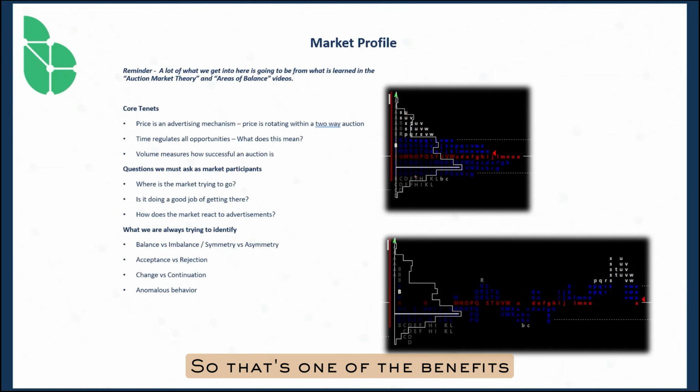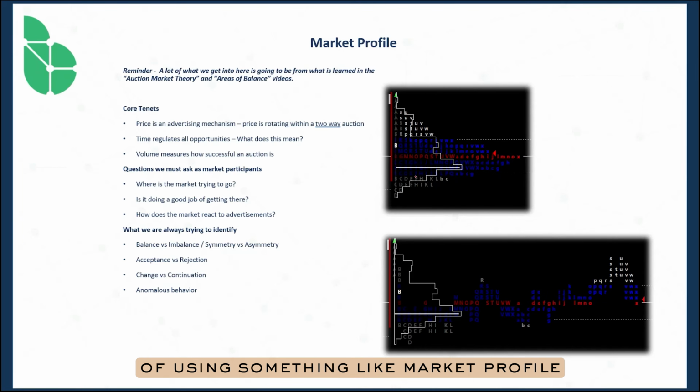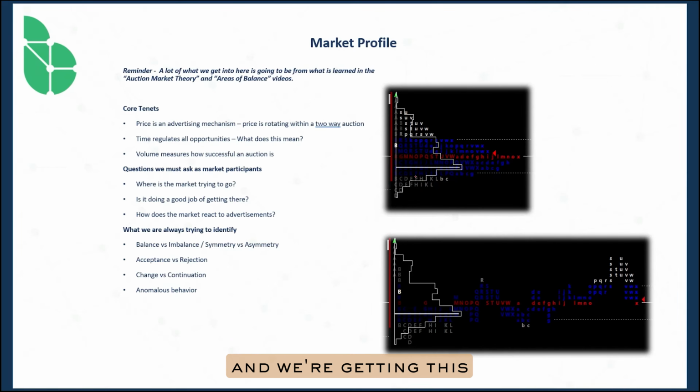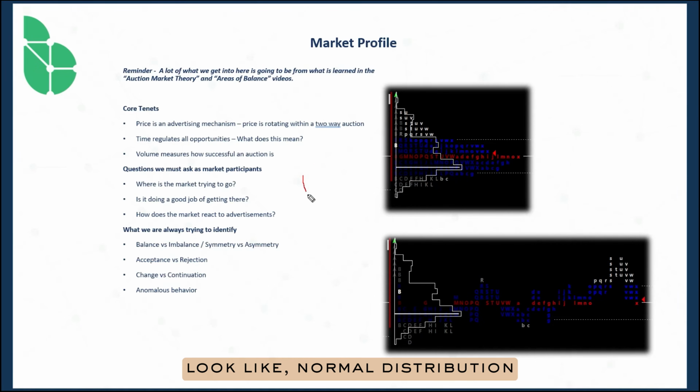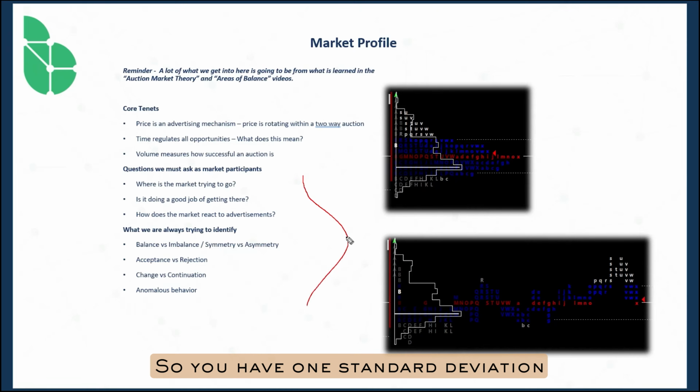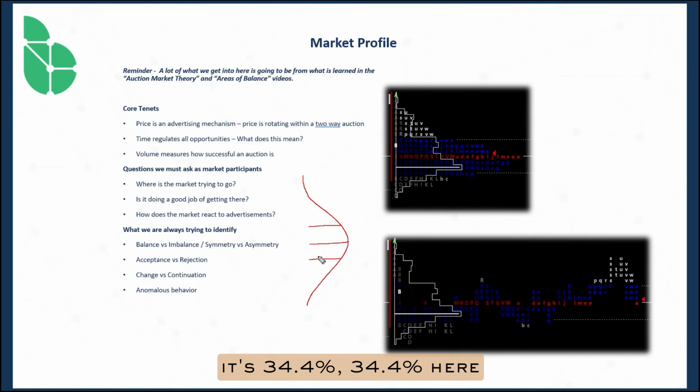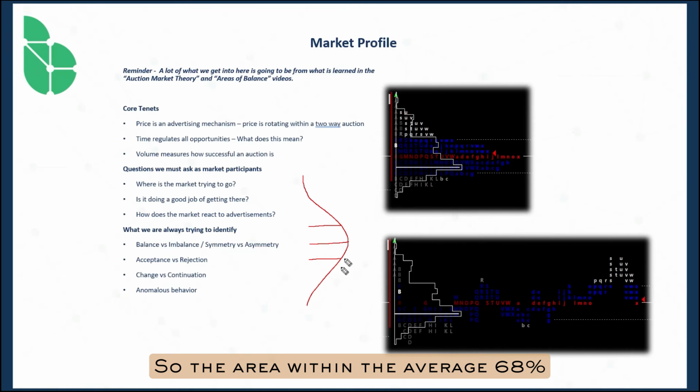through the shape alone. So that's one of the benefits of using something like market profile, very similar to volume profile, is that since we're looking at all of the information compressed, it looks like a bell curve if it is balanced. So what does a bell curve look like? Normal distribution, it looks something like this. So you have one standard deviation, and it's about, I think, 34.4% here. So the area within the average is 68%. What we're looking at for the value area with TPO charts is actually 70%.